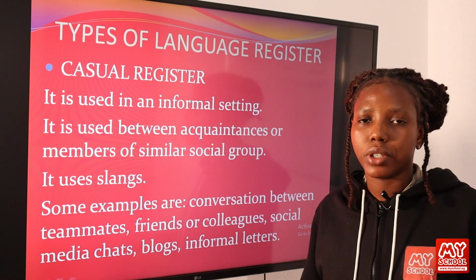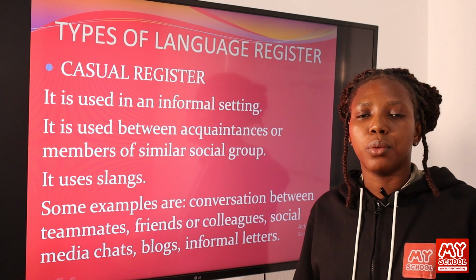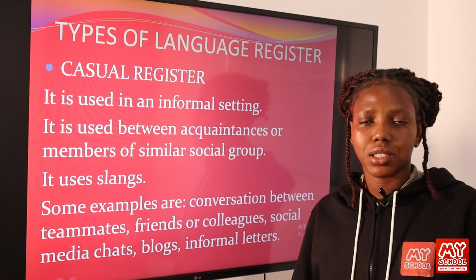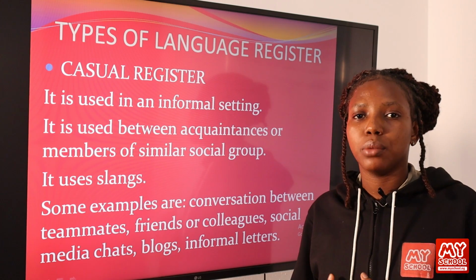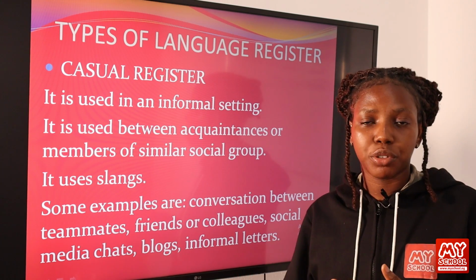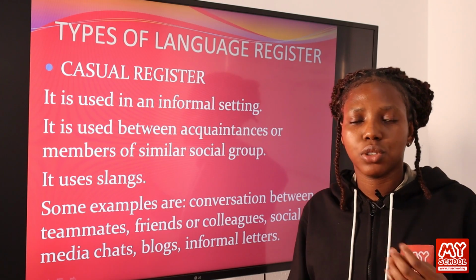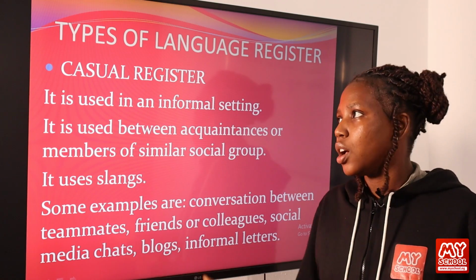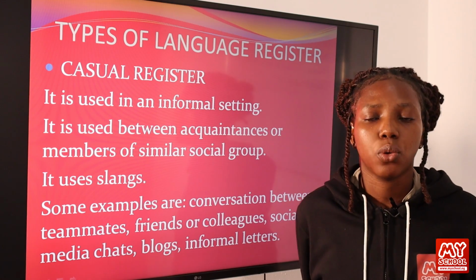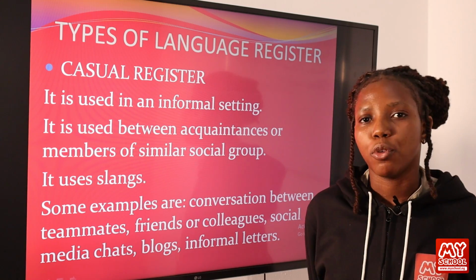So you can ask your friend what's happening, what's up, and all of that. These are casual registers. These are words you use between friends. You find them between people of the same prayer group, people of the same social group. You find them using it in social media chats, blogs, and so on and so forth. So this is what casual register is all about. Now let's move to the last or the final type of language register.